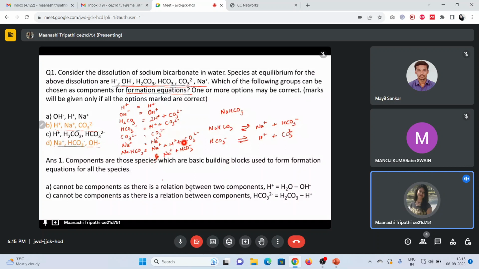So if we are looking at this point only, OH, H plus and Na, then there is no carbonate. Okay, so these cannot be used to make all these equations. And here, there is no sodium, so this option also cannot be used to make all the components. Here there is no carbonate and here there is no H plus. But with these equations, by adding or subtracting, we can make all the components. So that is why B and D are the correct answer.